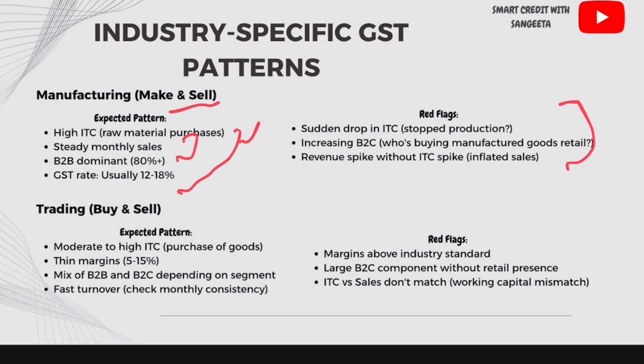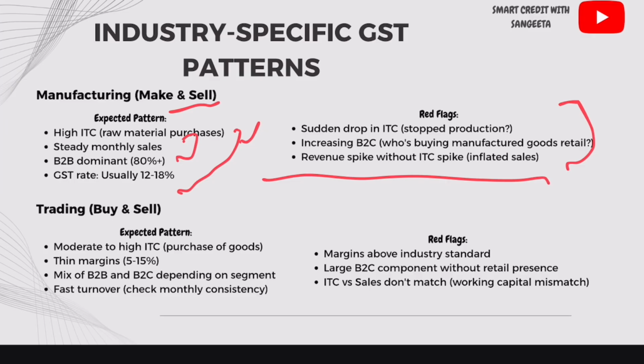There is a sudden drop in ITC. Maybe they have stopped the production. If there is an increase in B2C, then the question is, who's buying manufactured goods at retail, right? If the revenue spikes without an ITC spike, then this definitely means inflated sales. You need to look, right?